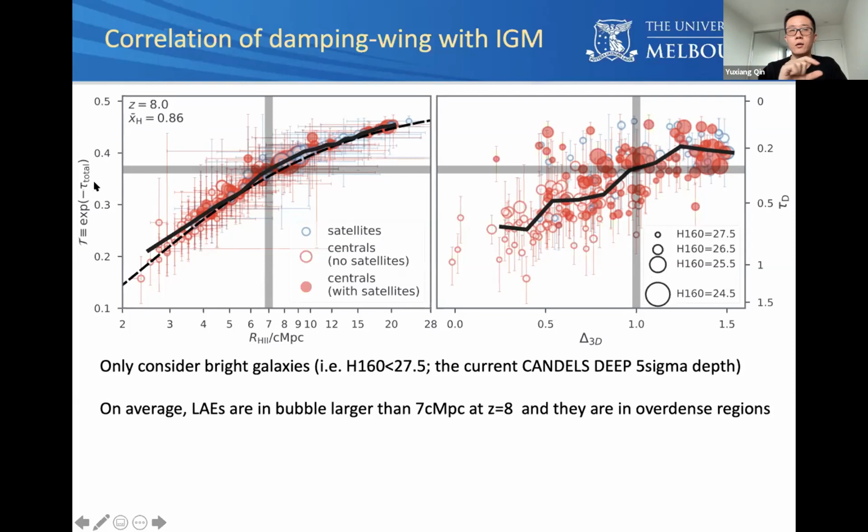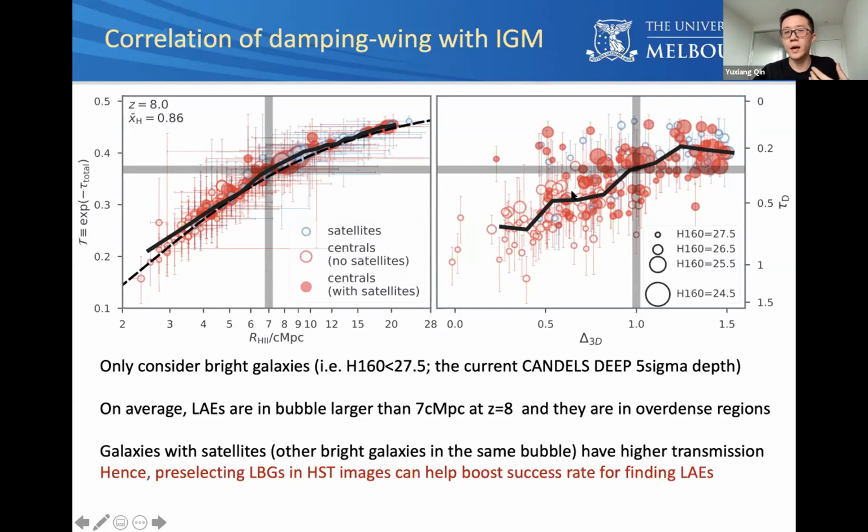If we draw a line on the transmission, this horizontal line demonstrates where the optical depth becomes very high. We see that the transparent Lyman alpha emitters, which are above this line, are on average located in bubbles larger than at least 7 comoving megaparsecs at redshift 8, and they are also in overdense regions. We also split the sample by whether the galaxy is sitting with other galaxies in the same bubble.